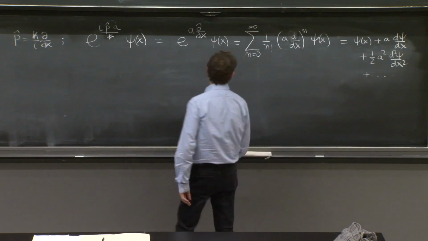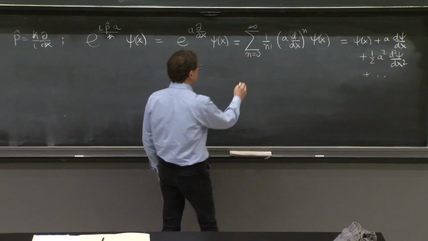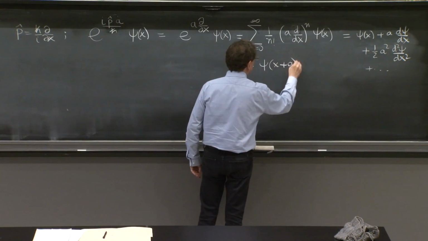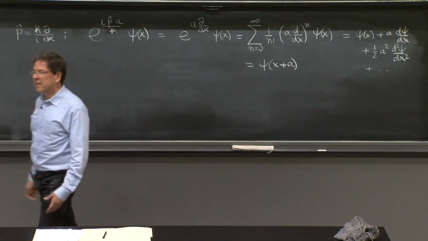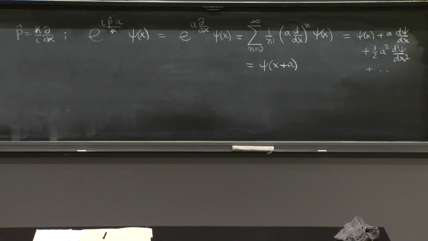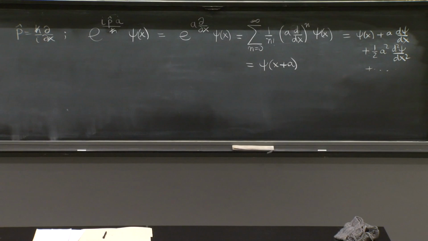But this is nothing else but the Taylor series for psi of x plus a. And there it is, the miracle. The e to the i momentum generates a translation. It really moves the wave function. So that, in a sense, is a deeper way of characterizing the momentum operator as a generator of translations.